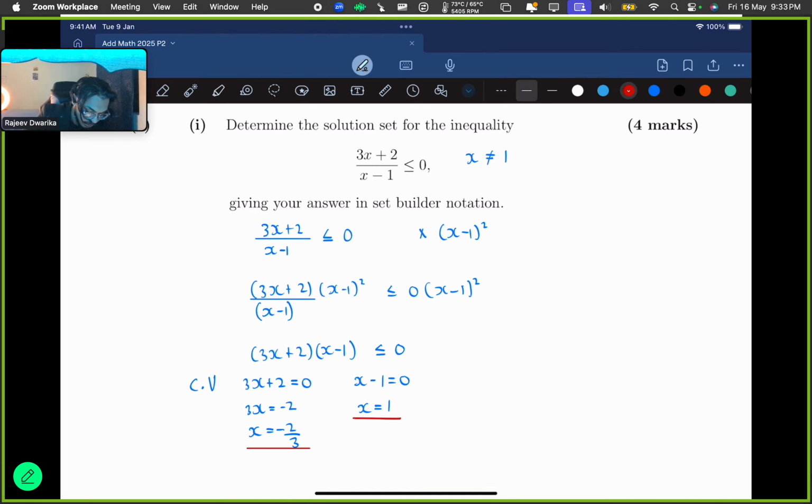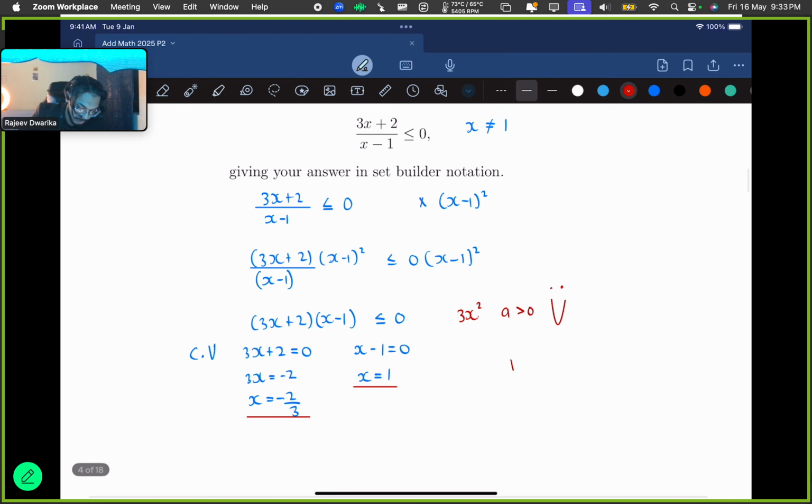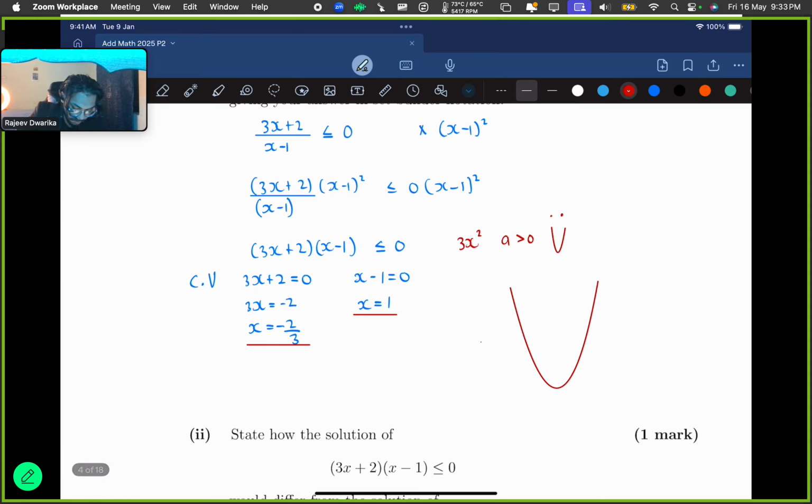So now we need to study how the graph is behaving. If you were to expand this, wouldn't you get 3x by x is 3x squared? And so if we're looking at the coefficient of x squared, a is more than 0. So if a is more than 0, you're positive. So if you're positive, you're happy, and so that'll be a minimum, right? Definitely a minimum. So let me do a quick sketch. I'm going to draw my x values first. The graph is going to cut at 1 there, and it's going to cut at minus 2/3.